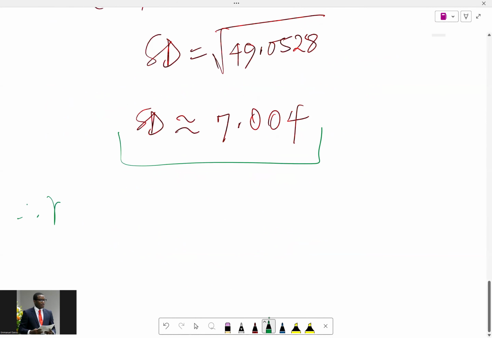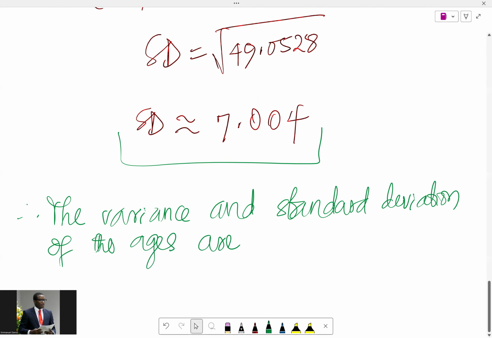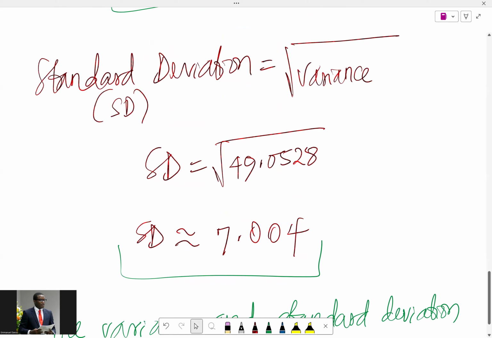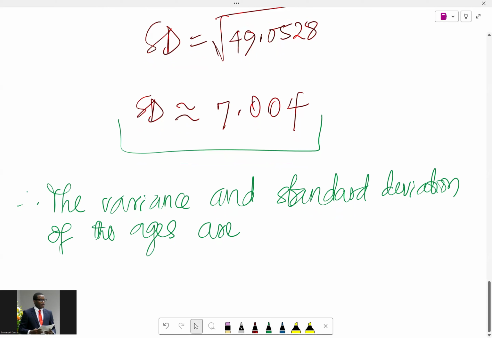You can say, therefore, the variance and standard deviation of the ages are... I always like, when I'm answering an exam question, to do it like I'm telling a story. It's not enough to just get the right formula, get the right answer, and walk away. No, tell a story: to find this, go ahead and find. After finding, then report your answer. It will be an examiner's delight reading your paper.